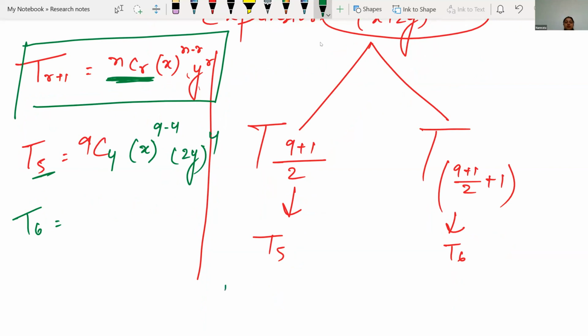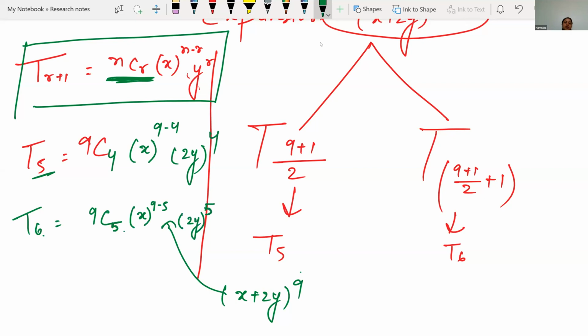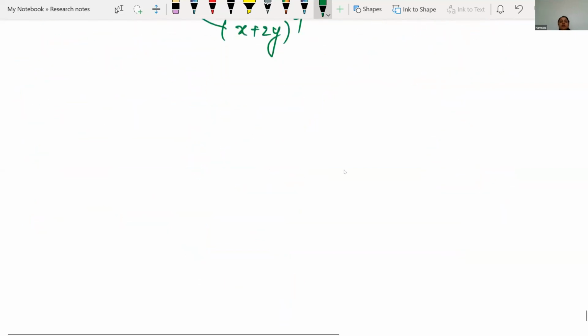Yes, ma'am. What will be the sixth term if we are having x plus 2y to the power 9? Then its sixth term will be n is 9, C, r. If we have to find the sixth term, we will be taking one less, right? Yes, ma'am. Then our first term, that is x to the power 9 minus 5. Then our second term, 2y to the power only 5. Are you getting it? Yes, ma'am. Okay, from where are we getting this?